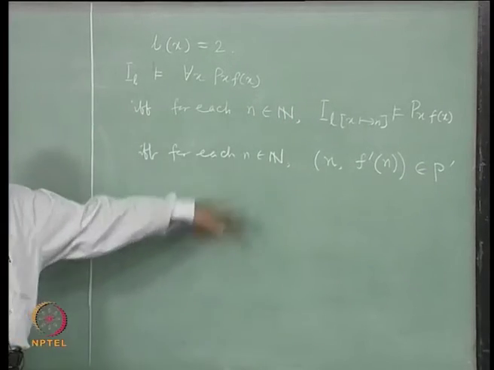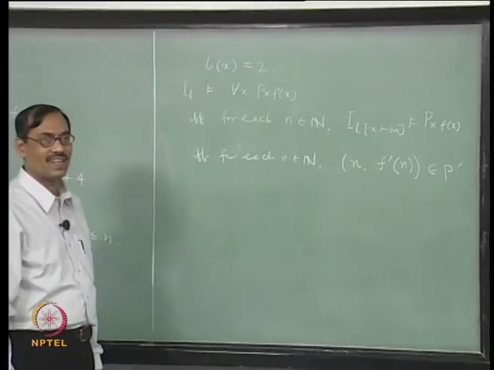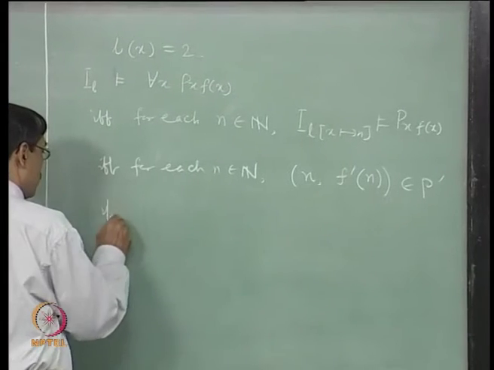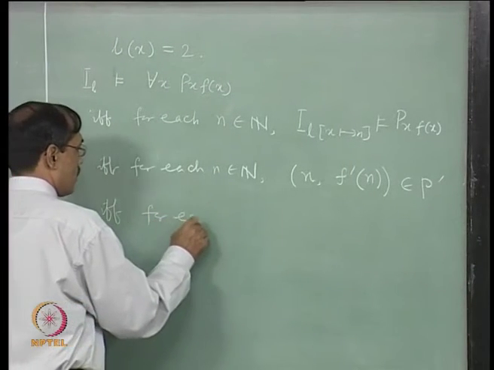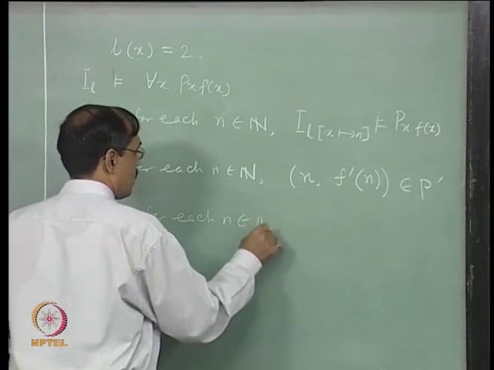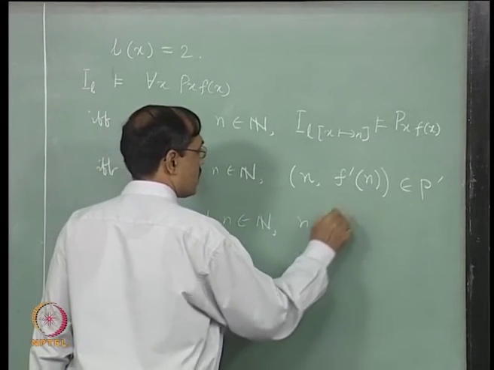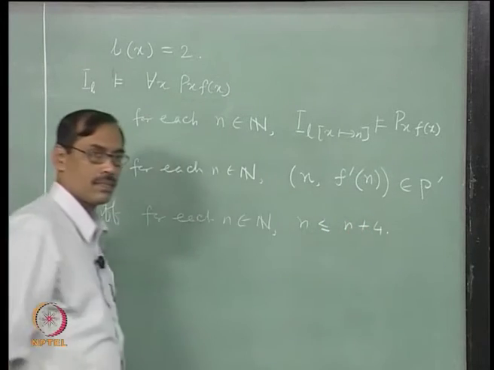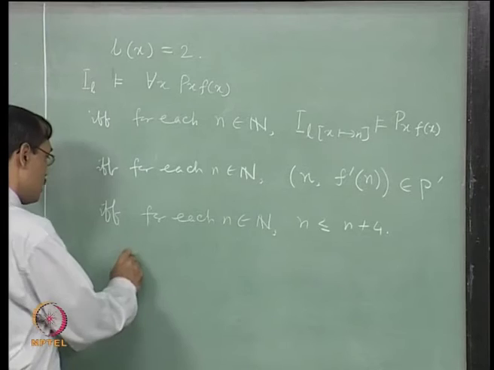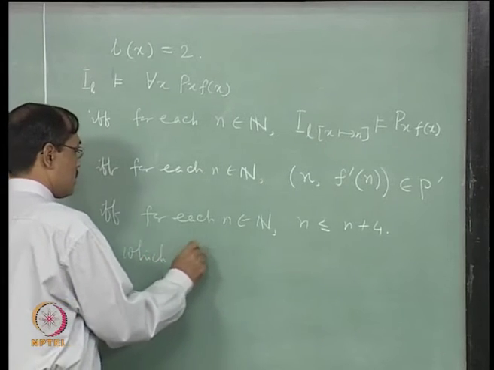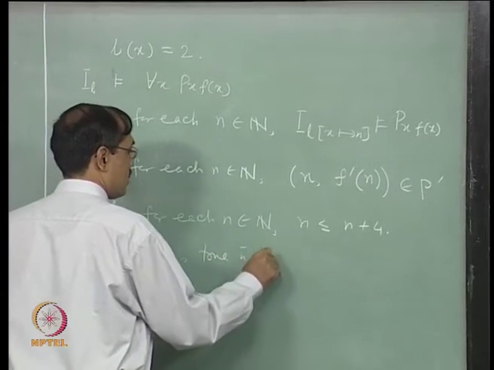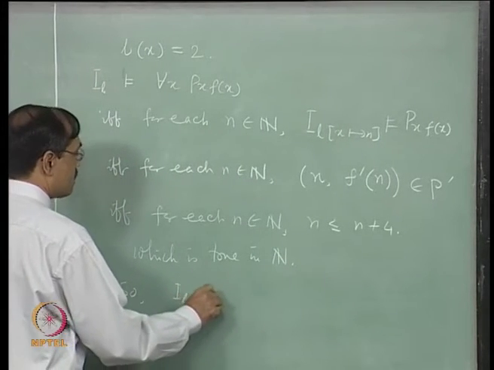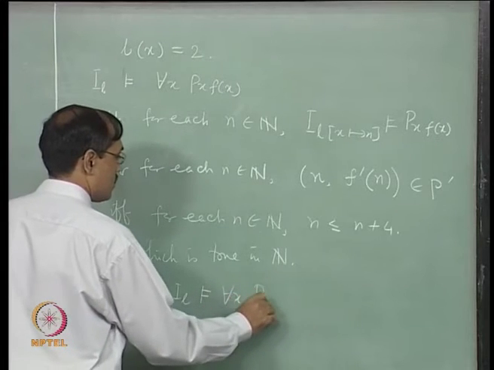So, we have omitted 3 steps there. If you go on slowly writing, you have to write L of x fixed to n and so on. So, this says if and only if for each n in N, n is less than or equal to f prime of n, which is n plus 4, which is true in N. So, we conclude that I L satisfies for each x p x f of x.